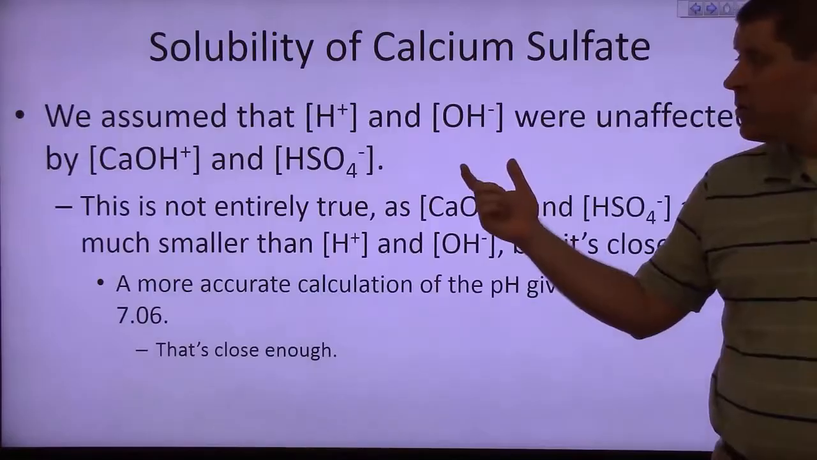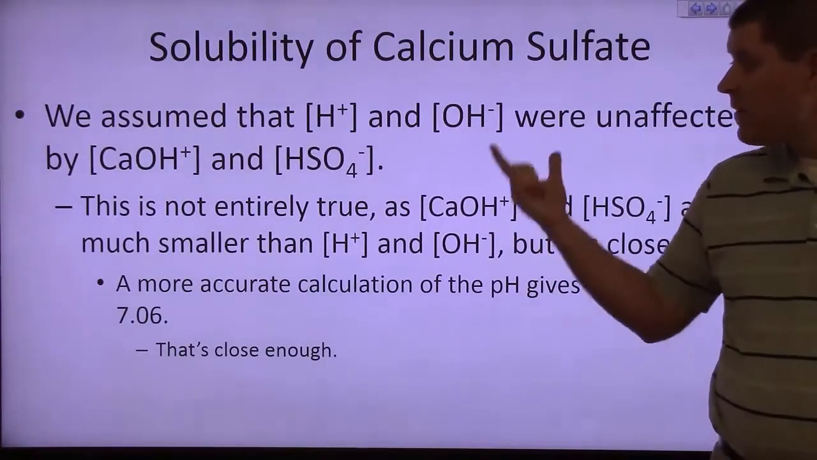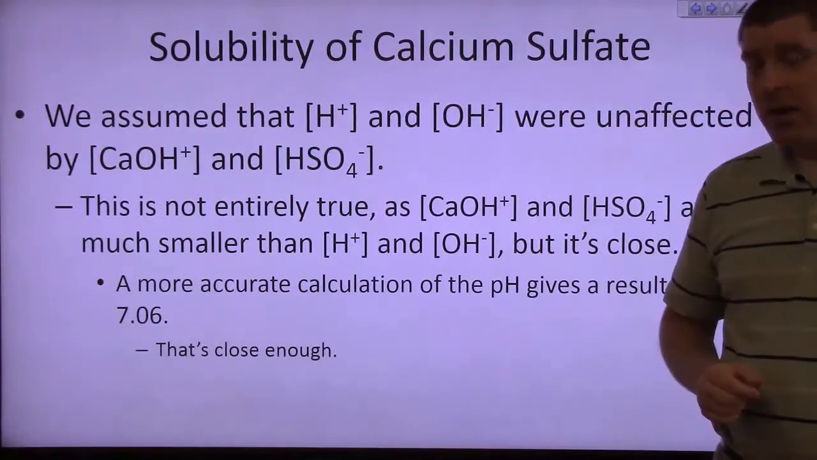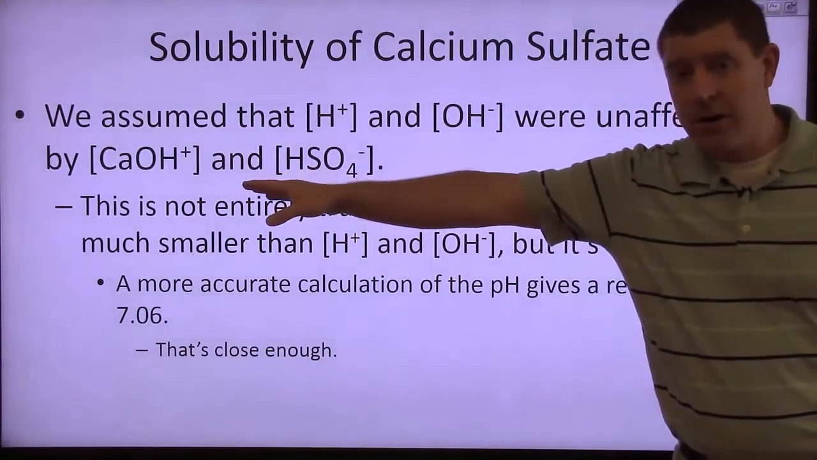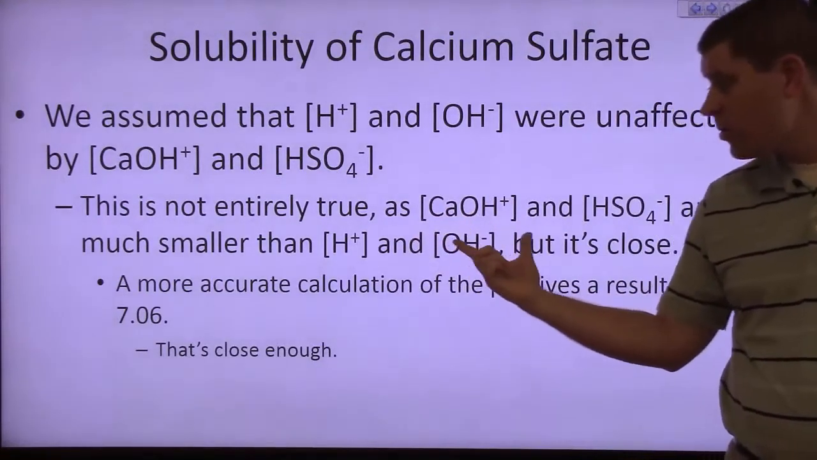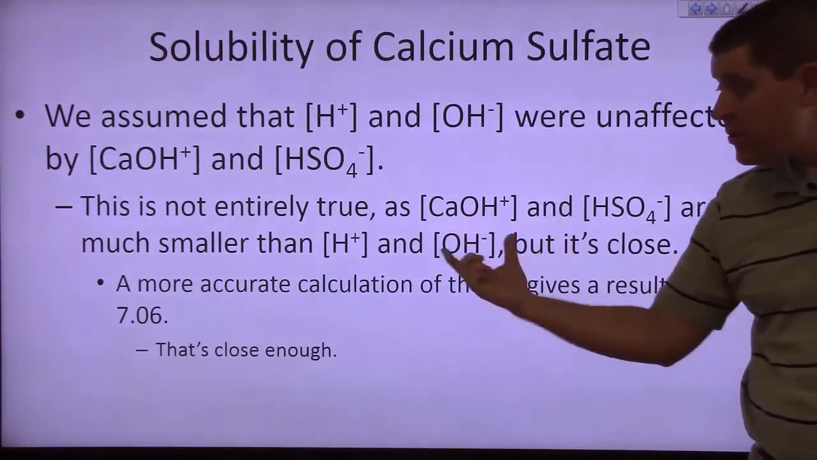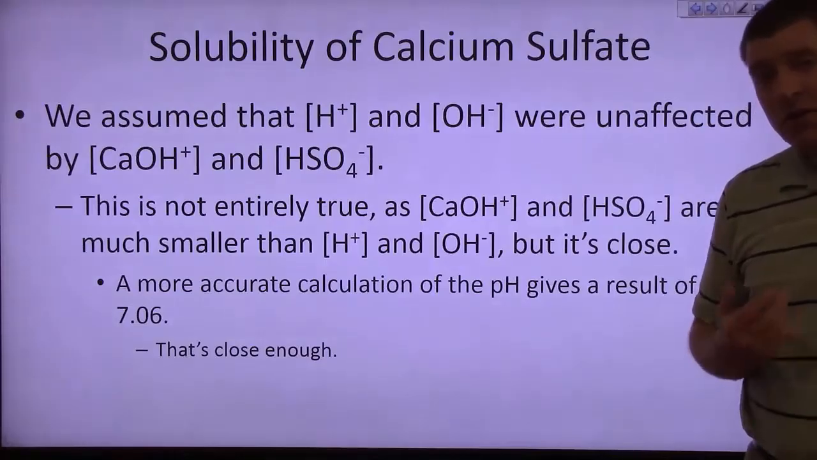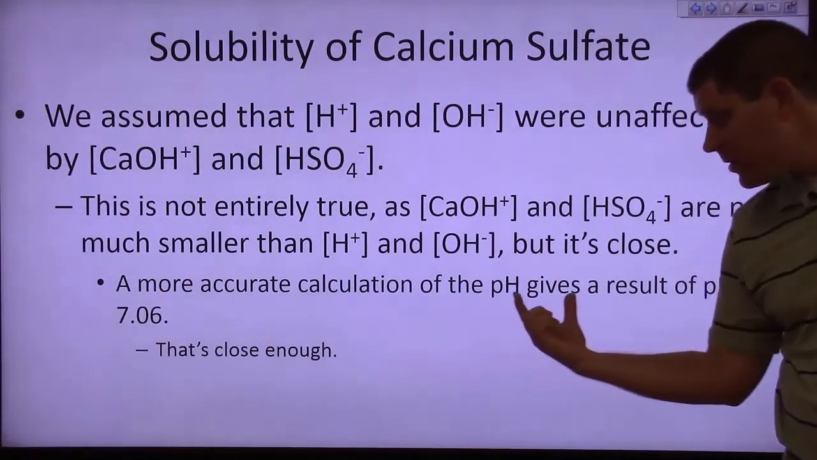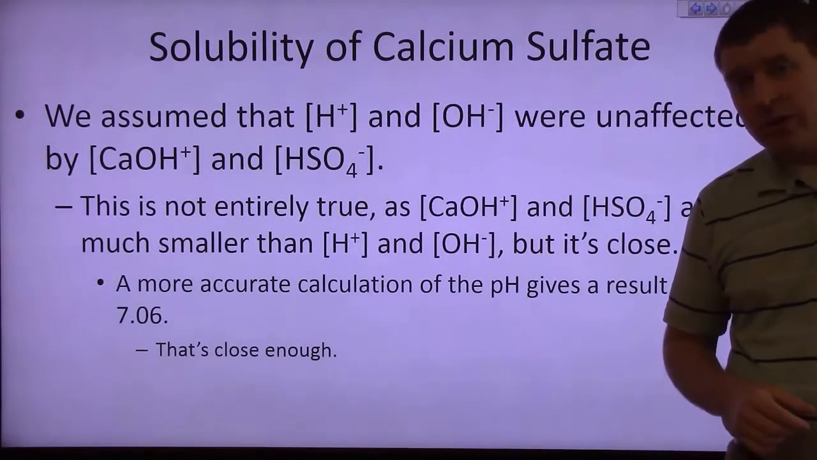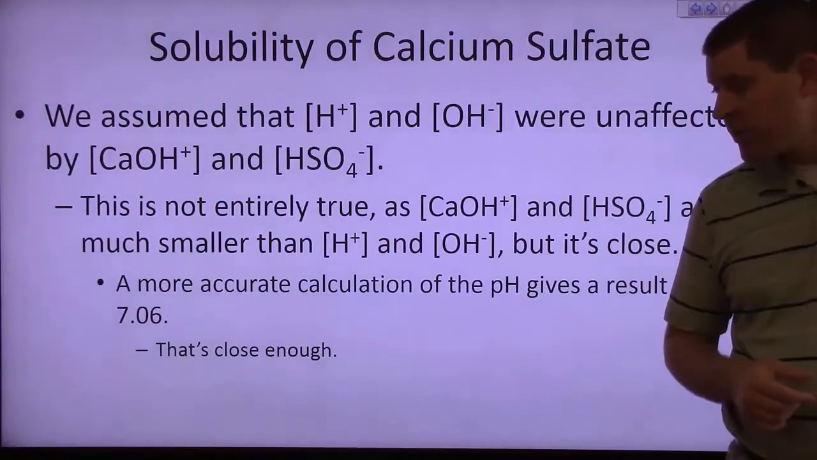Now, we also assumed that the hydrogen ion concentration and the hydroxide ion concentration were unaffected by the concentrations of our calcium hydroxide complex and our monohydrogen sulfate. Now, this is not entirely true, as these concentrations are not much smaller than the hydrogen ion or hydroxide ion concentration, but it's close. A more accurate calculation of the pH gives a result of pH equal to 7.06 instead of 7.00, but that's close enough.